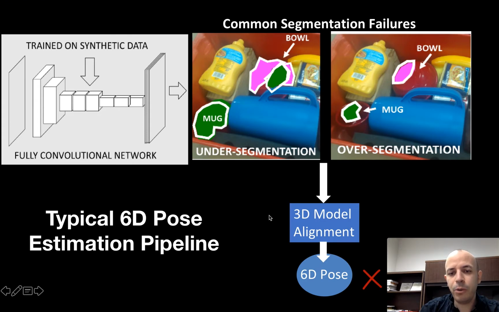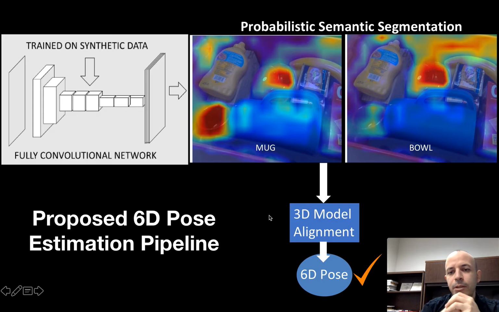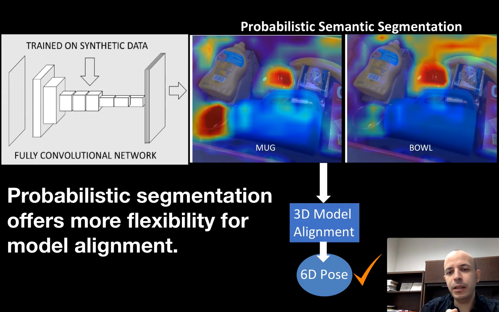So the solution that we proposed is, instead of using this hard segmentation, we're going to use soft segmentation, where the output is not a rigid segmentation, but a distribution over all the possible labels for each pixel. And this will give us much more flexibility when we try to fit models. So for each pixel you can have a distribution of all the objects that it could belong to, and that can help us have more flexible model fitting.